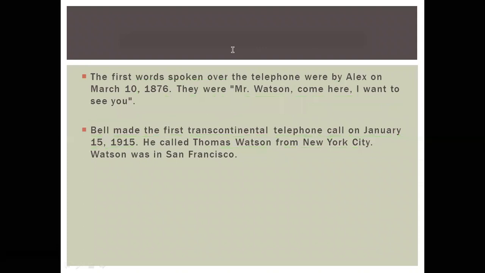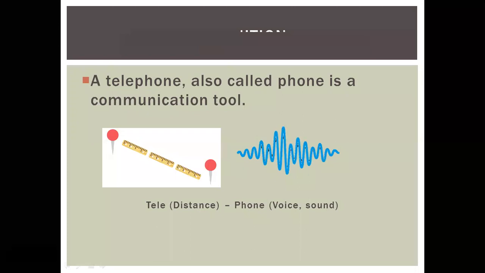So what about the telephone? Can you tell me something about the telephone? I'm going to tell you something about the telephone. What does telephone mean? A telephone, also called a phone, is a communication tool where tele means distance and phone means voice. That's why it means telephone. That's also why you hear television, because it comes from the distance.